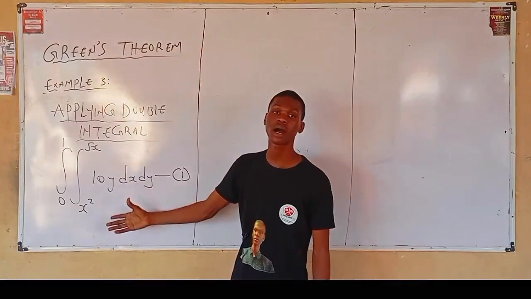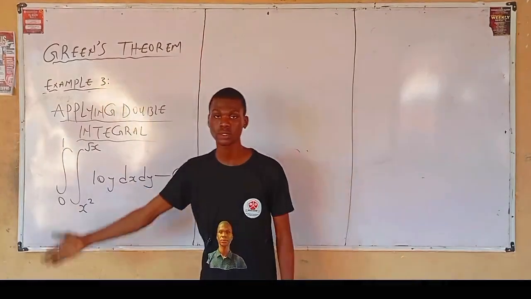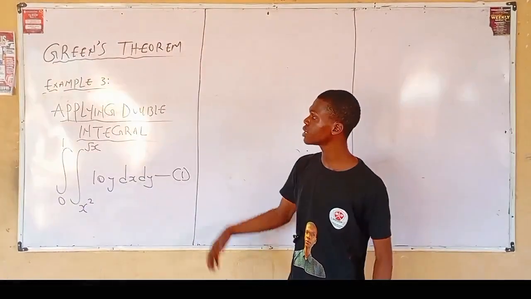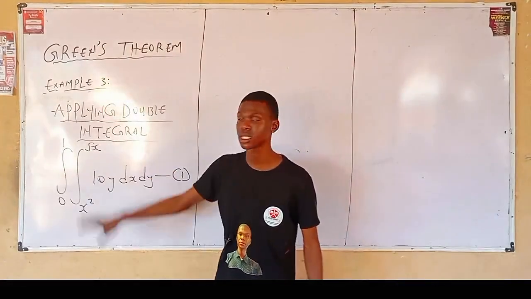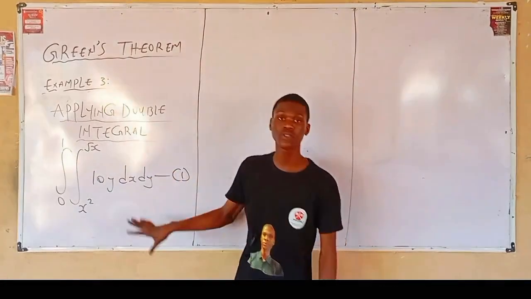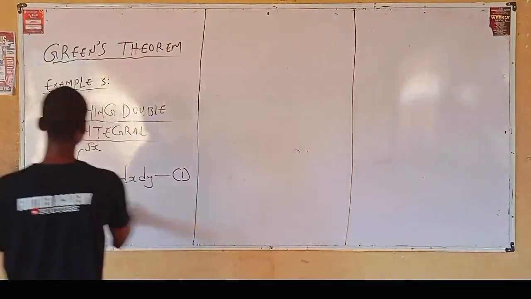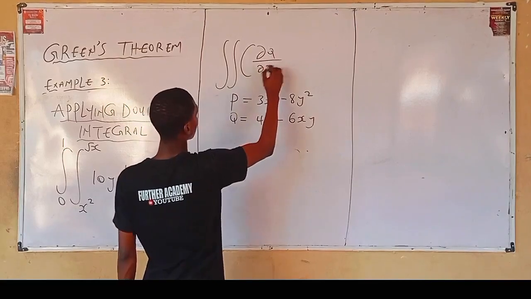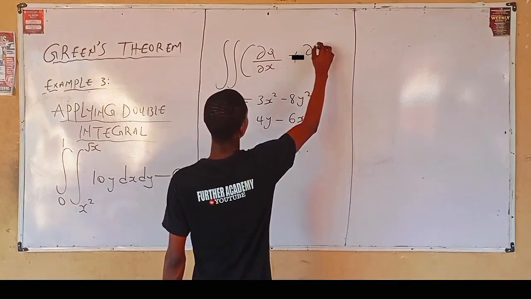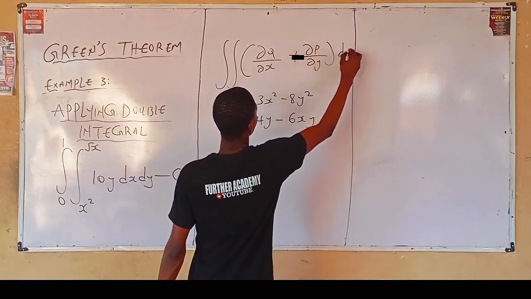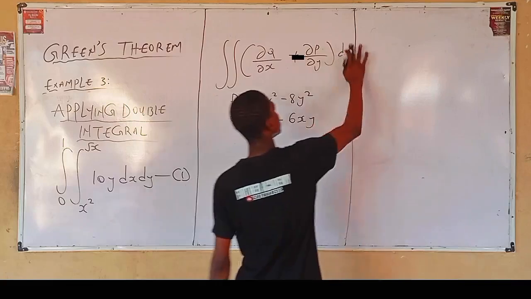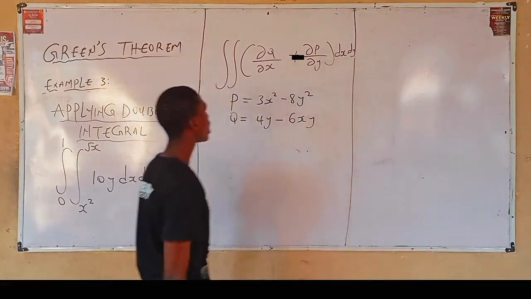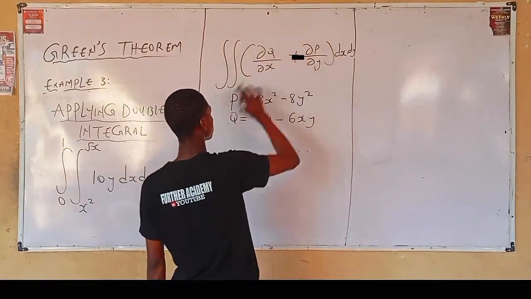So this is the double integral. Applying double integral to that question, this is what you get. We've done this previously, so let's just see how we got this and how the limit works. Okay, now how do we get this? We said partial derivative of Q with respect to x minus partial derivative of P with respect to y, multiplied by dA, meaning dx dy.